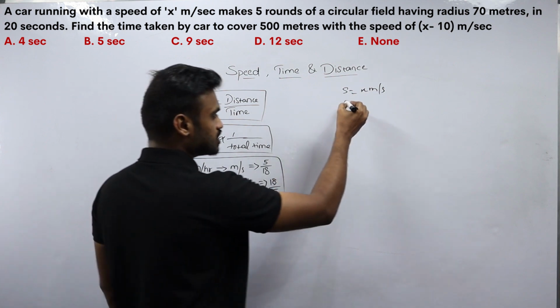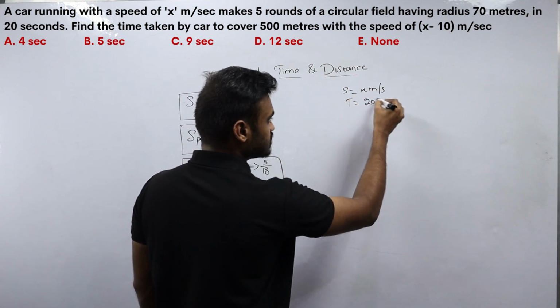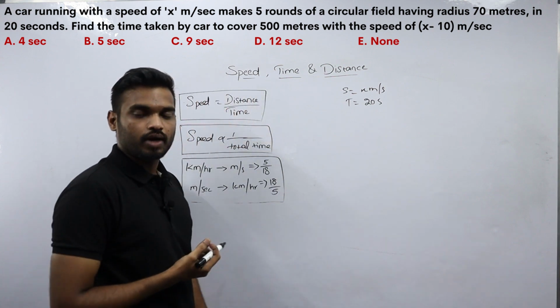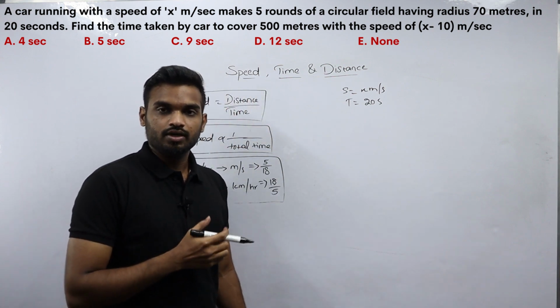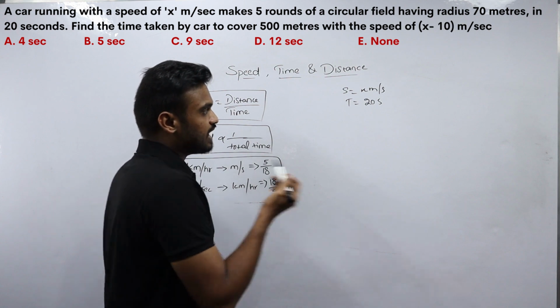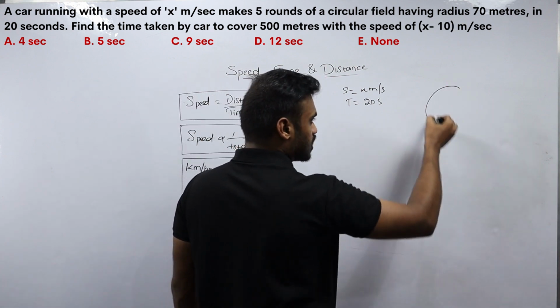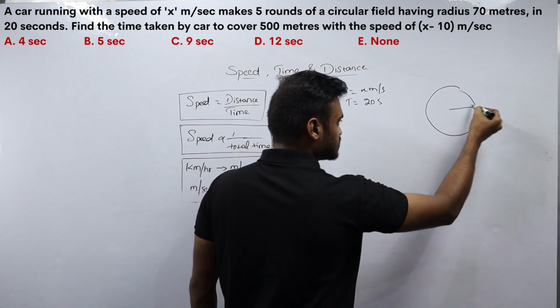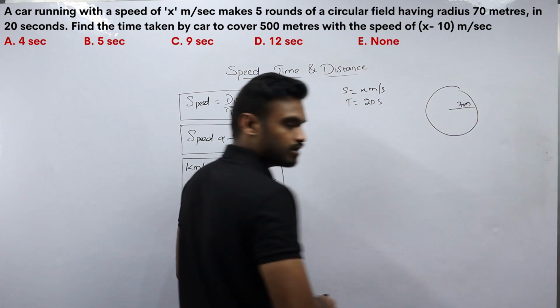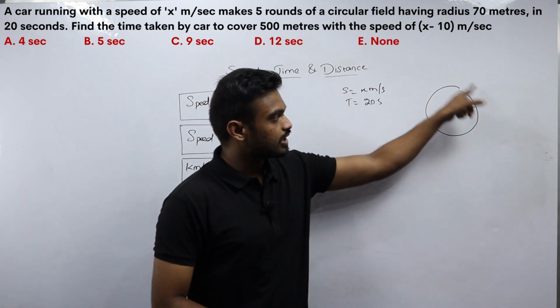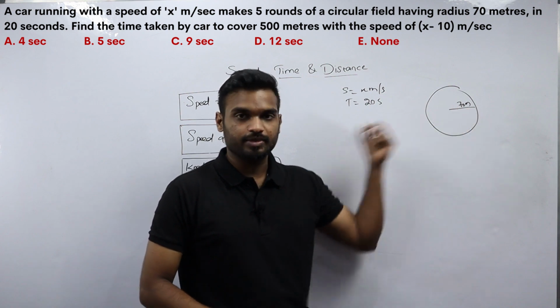Okay, now what is the total time given? That is 20 seconds. Now we don't know what is the distance traveled by the car. To find that out, they have given that the car is making 5 rounds around a circular field having a radius of 70 meters.